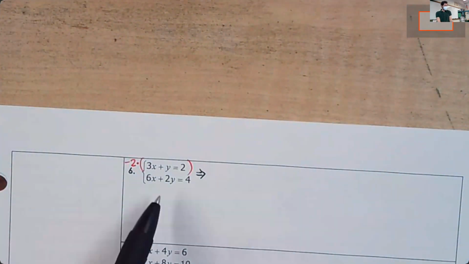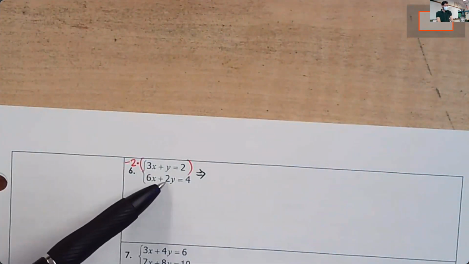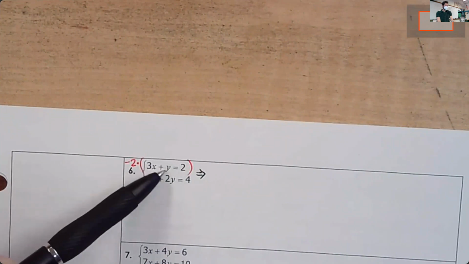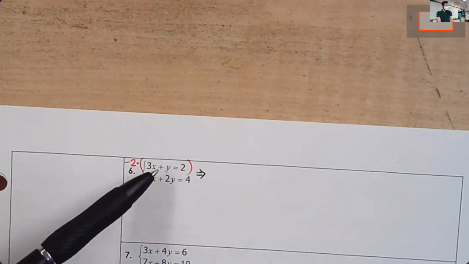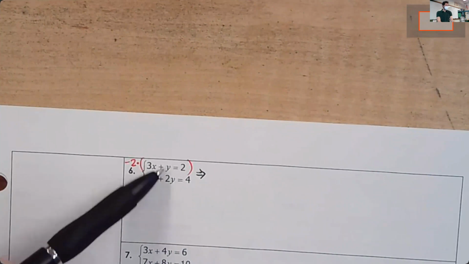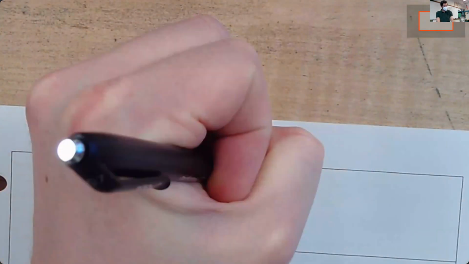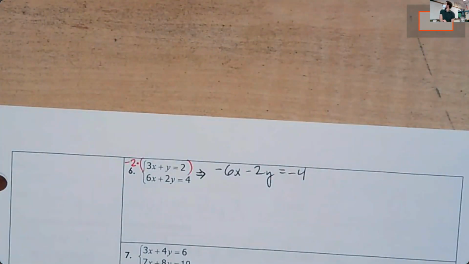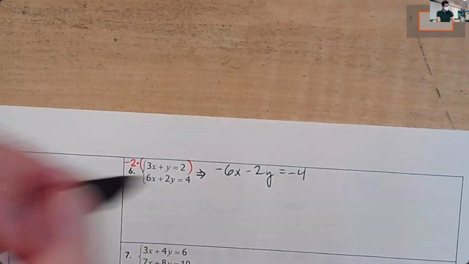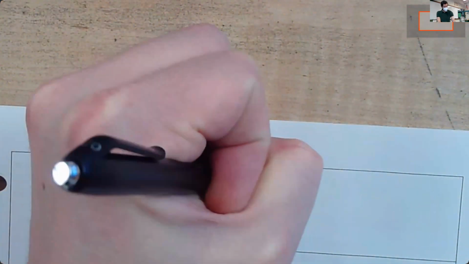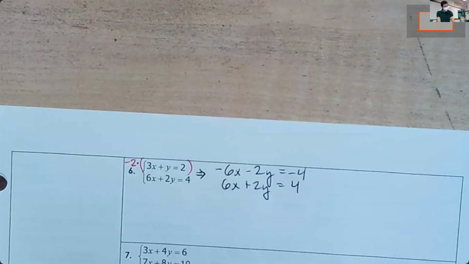So everything on the top gets multiplied by 2, and that's because we've got a 2y down here. We have a regular y here. If we multiply the top one by 2, or negative 2, that means we either have the same number or opposite number with our y variables because those are going to cancel out. So negative 2 times 3x is negative 6x. Negative 2 times y is minus 2y. And then negative 2 times 2 is negative 4. And then the bottom equation stays the same. 6x plus 2y equals 4.